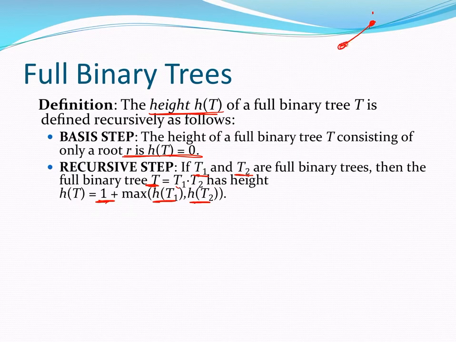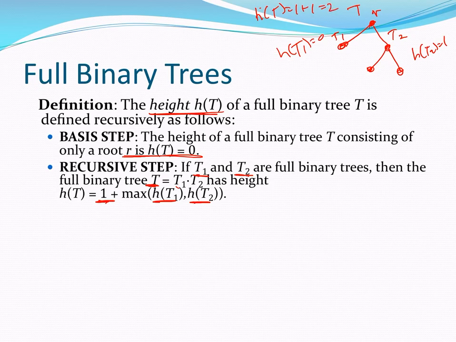So here's a new tree we're creating from two trees that were already in there. Here's R, here's T1, here's T2. The height of T2 equals 1. Height of T1 equals 0. And we'll call this T. Height of T equals 1 plus 1 equals 2.